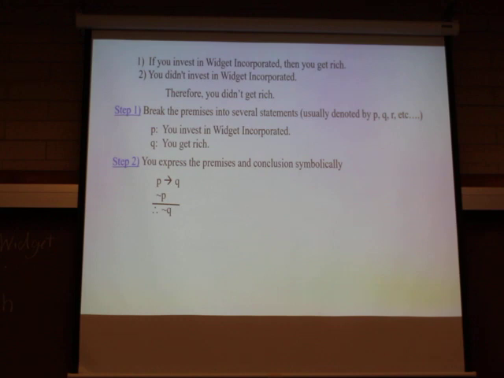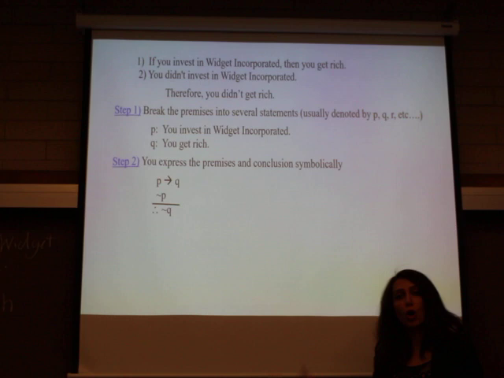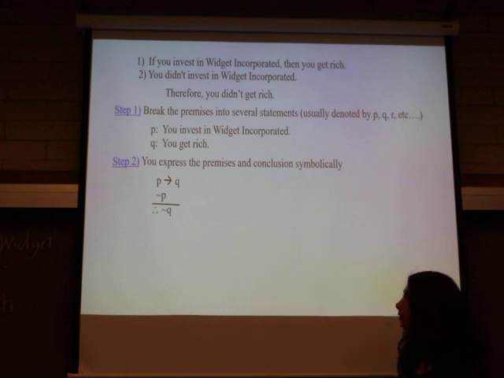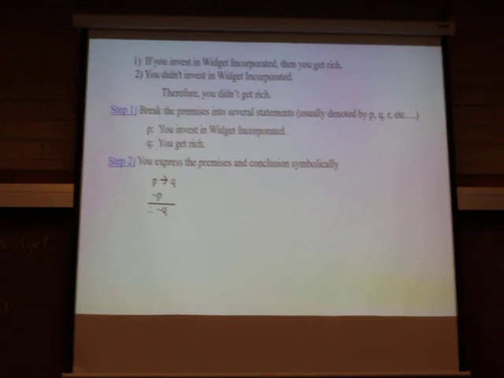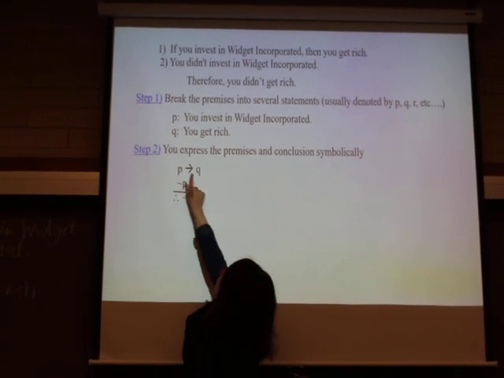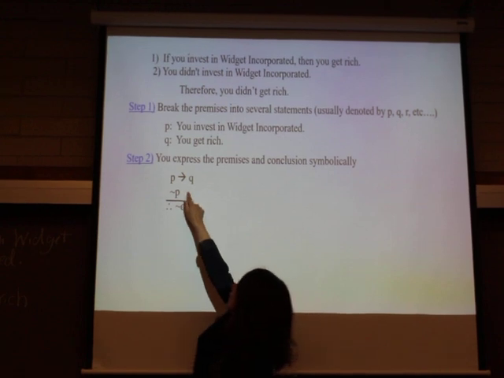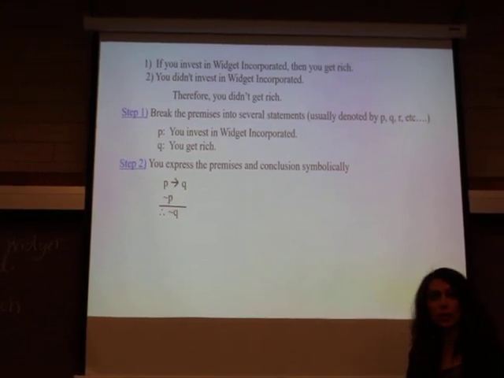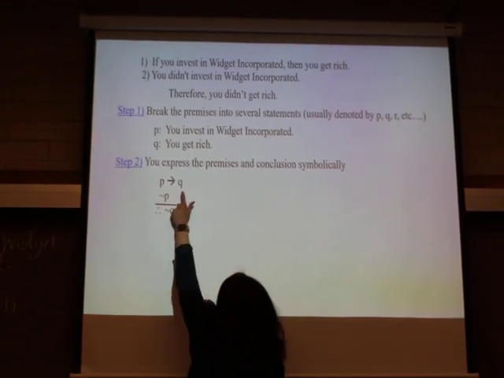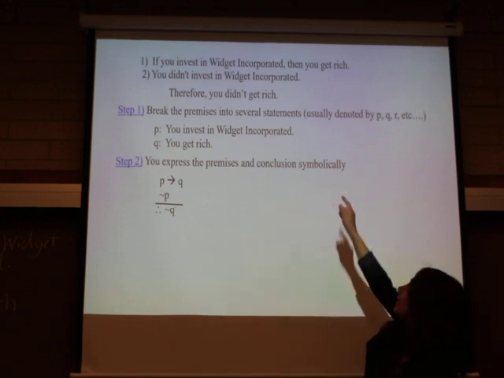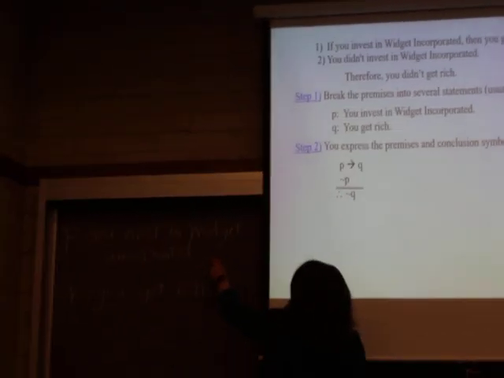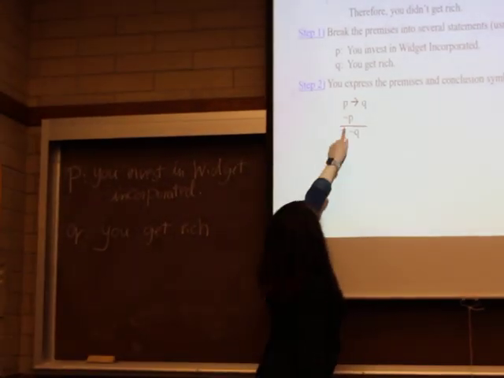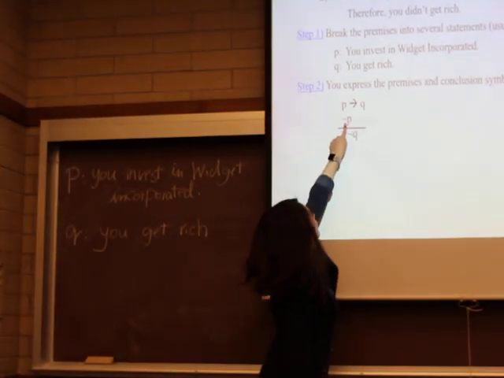Step 2, change the whole argument into symbols. Write the whole argument using symbols. Look at the first line. If you invest in Widget Incorporated, if P, then you get rich, then Q. So I changed the first line into symbols. Look at the second one. You didn't invest in Widget Incorporated. You invest in Widget Incorporated is P. You didn't invest, that is the negation, not P.